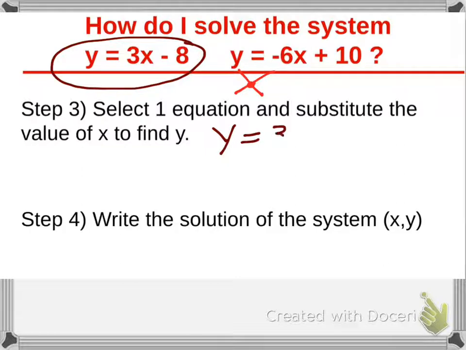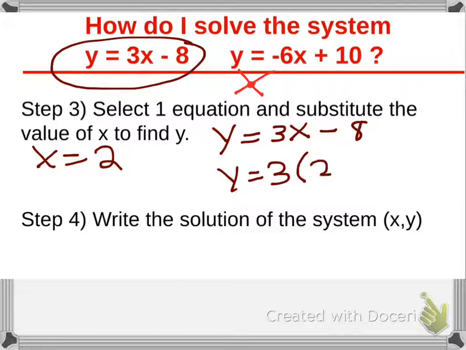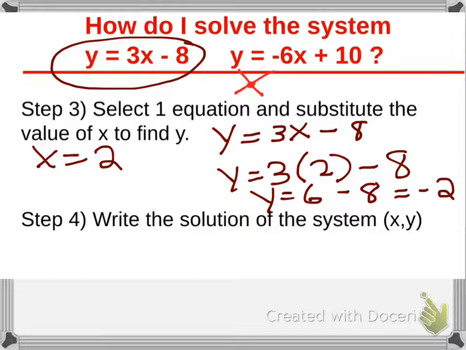y is equal to 3x minus 8. And I'm going to substitute our value for x. x was 2, remember? Now I'm going to substitute the values in for x. y is equal to 3 times 2 minus 8. 3 times 2 is 6. 6 minus 8 would be negative 2. So our y value is negative 2. So now we have our solution point, which is 2 comma negative 2.